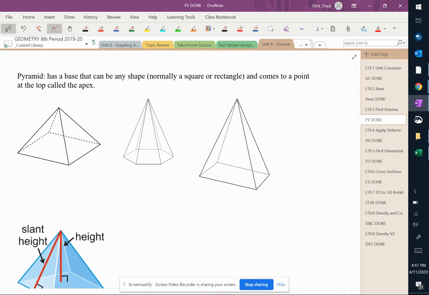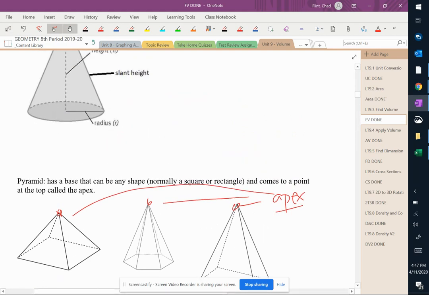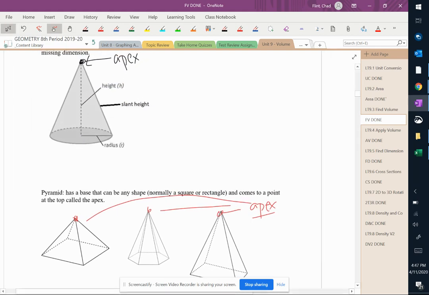And if I scroll down here to the pyramid, it's the same thing. Any of these things here, those are all an apex. So they both have an apex. Pyramids and cones look very much the same. The difference is that the pyramid can have a square base, a triangle base, any kind of shape can be the base of a pyramid, and the base of a cone is always going to be a circle.